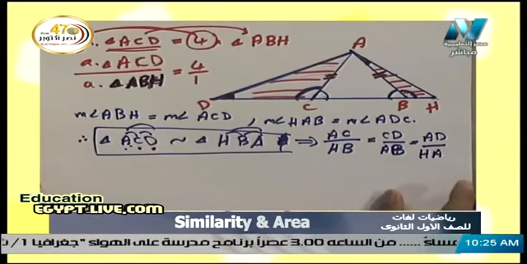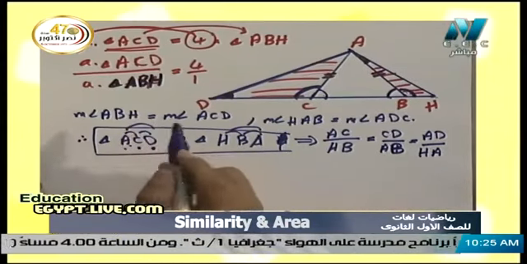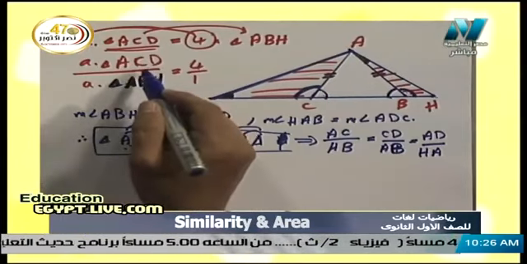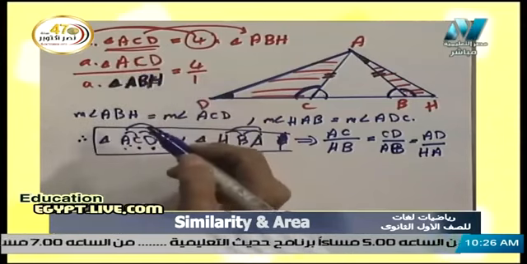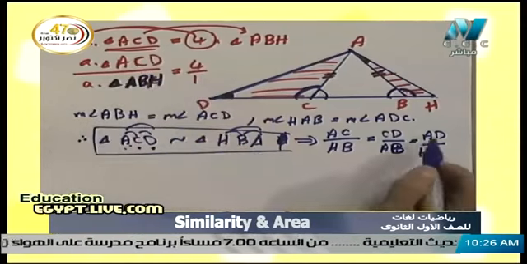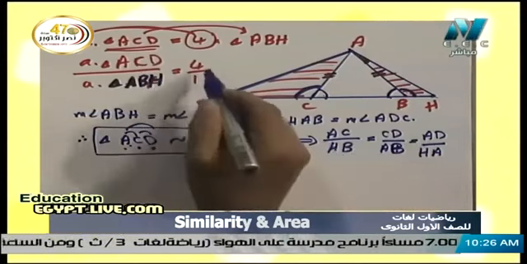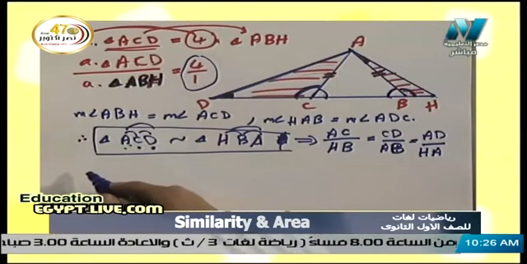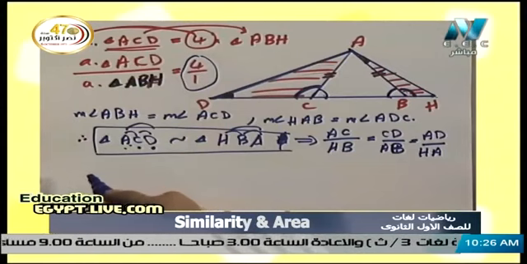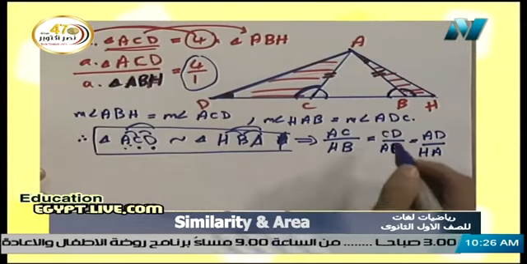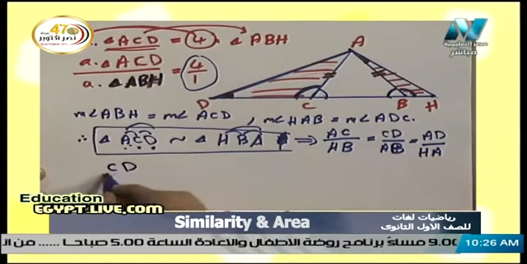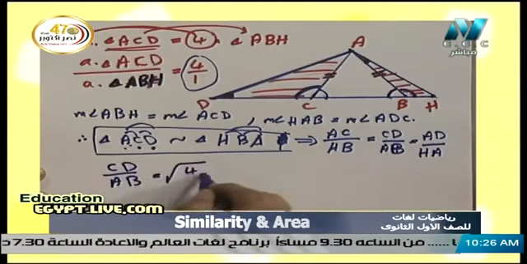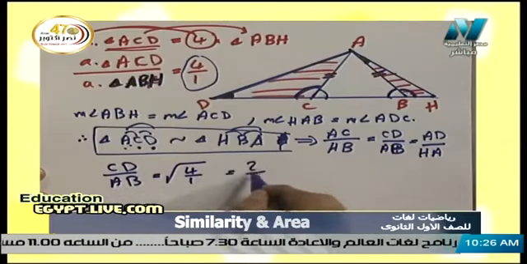Okay, and we know that for the similarity between the two triangles, the ratio of areas between the two triangles here will be 4 over 1. So each ratio of these equals the square root of 4 over 1. So we can say that AB over DC, or CD over AB here, equals square root of 4 over 1. So it's equal to 2 over 1.